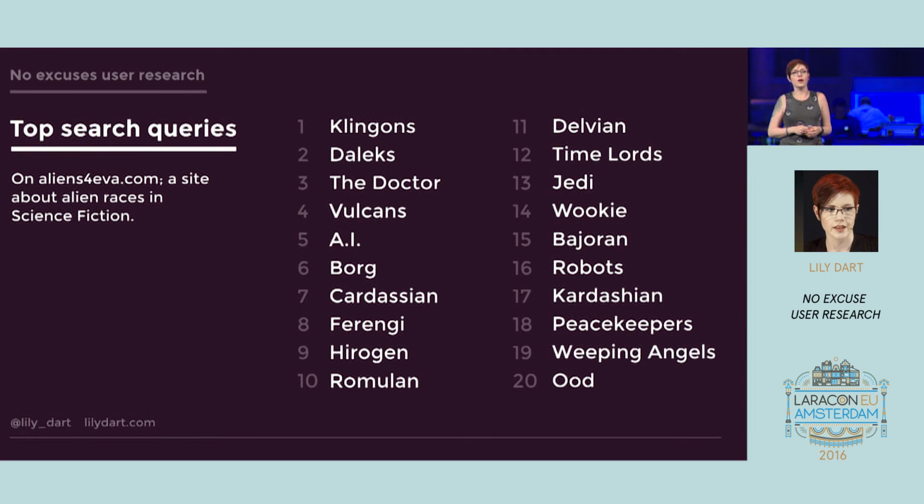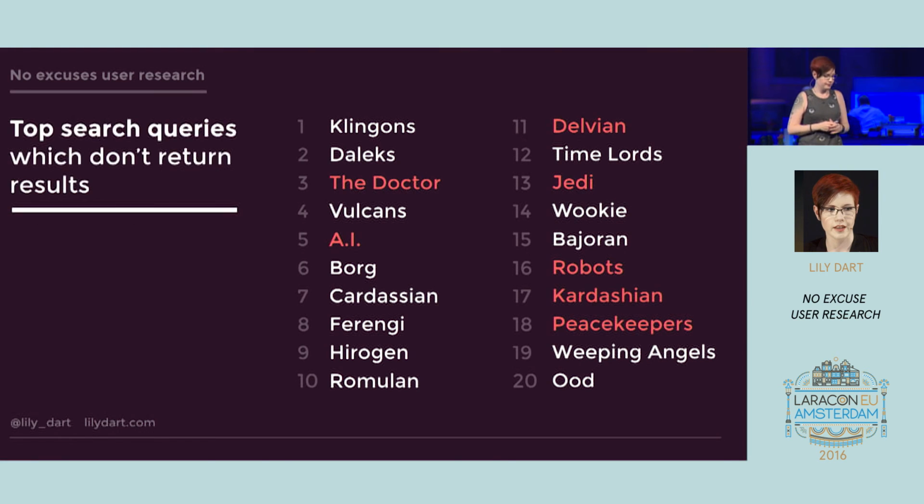So I hope you all like sci-fi, because it's sci-fi all the way from here. Good. To give you an example of how to analyze search results, I've made up a relatively crappy website called aliensforever.com. Now, this is a site about alien races in science fiction, and that's going to be important in a minute. So I'm going to run you through two simple approaches to analyzing these logs.